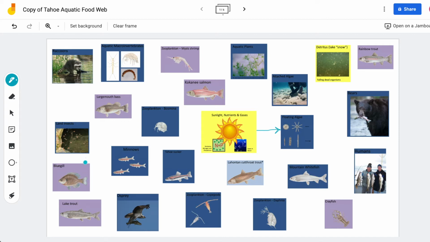So which direction is the arrow going to go? From the bosmina to the bluegill, or from the bluegill to the bosmina? It's going to go from the bosmina to the bluegill because that is the direction that the energy flows. The bosmina is being eaten by the bluegill. What else did the bluegill eat? It ate copepods. So the energy is flowing from the copepods into the bluegill.